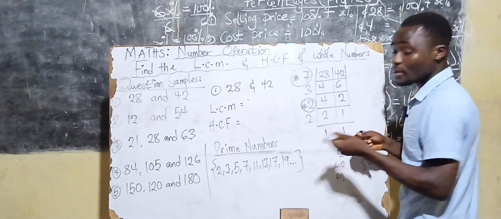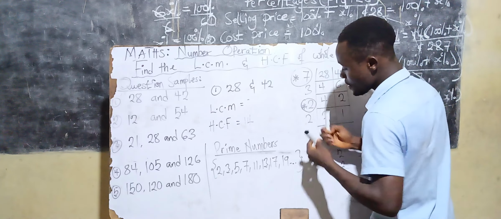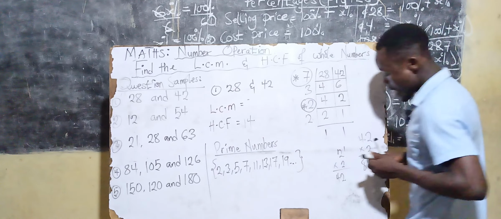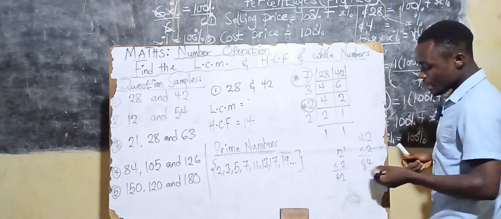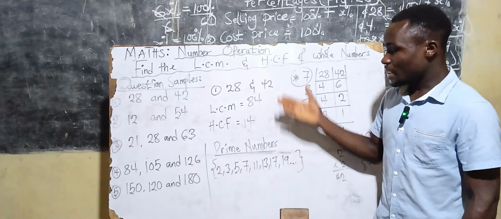So remember, our HCF we had 14. Then our LCM now we are getting 84. So that's what we are getting as our answer for the LCM and the HCF for the two numbers 28 and 42. All right, so that is how to do that.